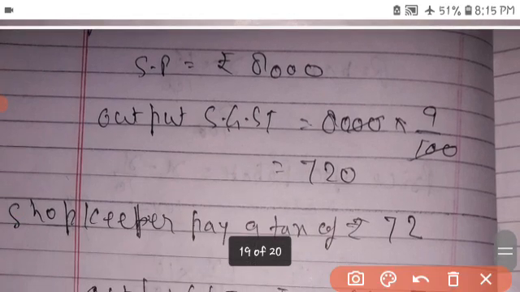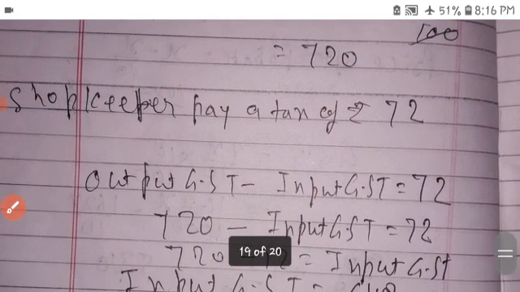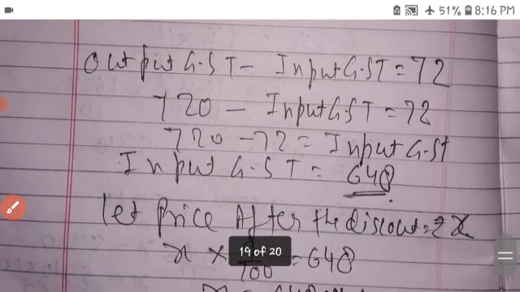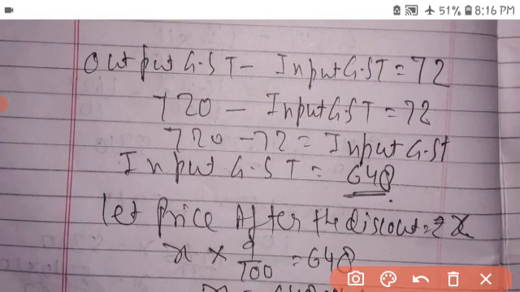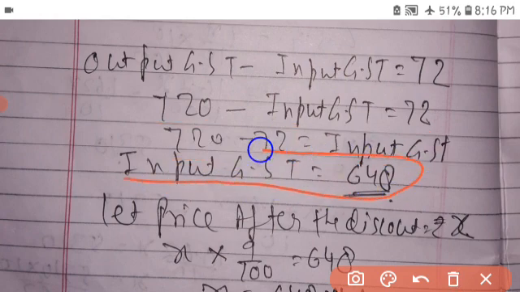Now selling price is rupees 8000. Output GST is 8000 into 9 upon 100, that is 720. The shopkeeper pays a tax of rupees 72. So output GST minus input GST equals 72. 720 minus input GST is equal to 72. Now 720 minus 72 is equal to input GST. Input GST is equal to rupees 648.